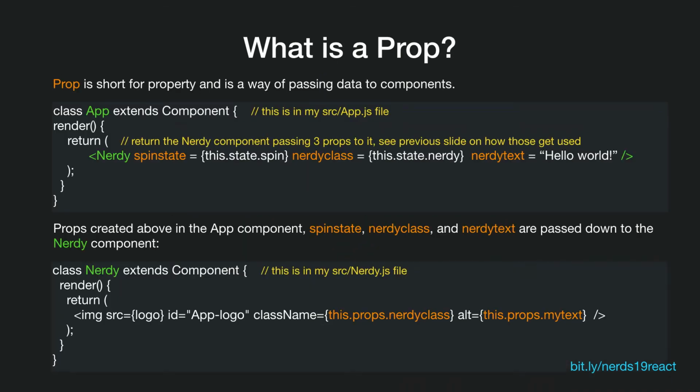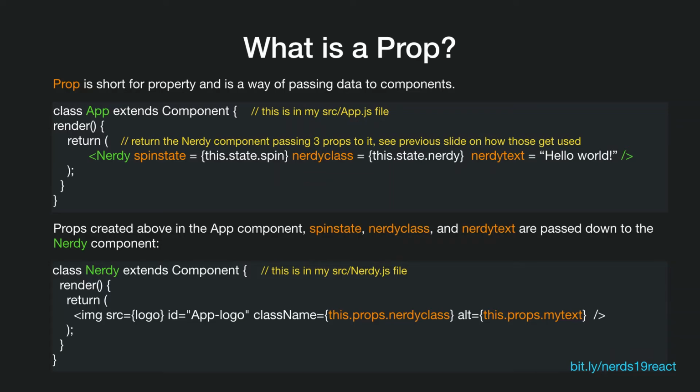Props. I'm probably going to repeat myself here, but this is part of that app component. And again, I'm showing how I'm passing in these props: spinState, nerdyClass, nerdyText. That's getting passed into the nerdy component so that I can then use it down here. So I can say this.props.nerdyClass, go grab nerdyClass from props. And over there, I'm grabbing my text from props. Everybody get that?